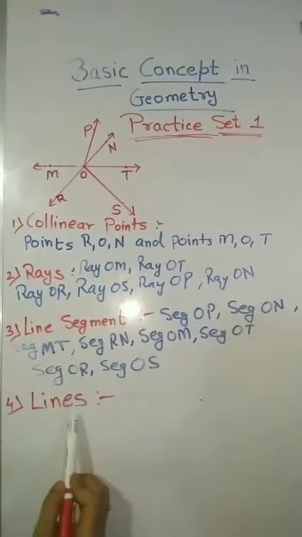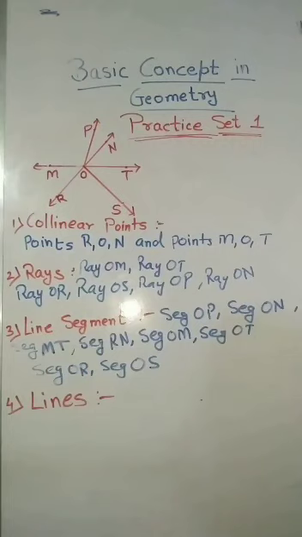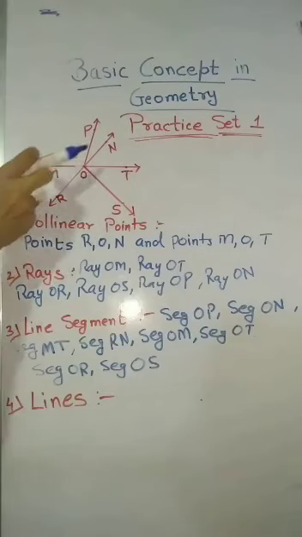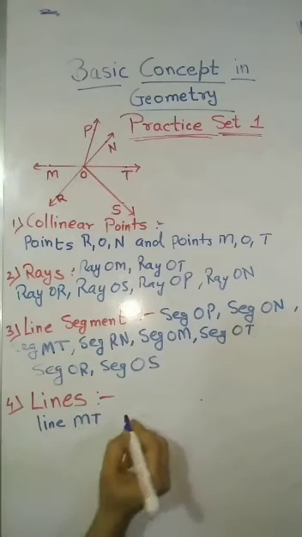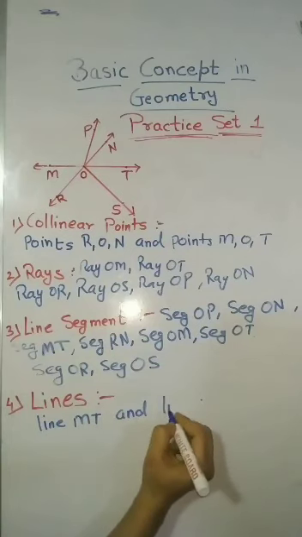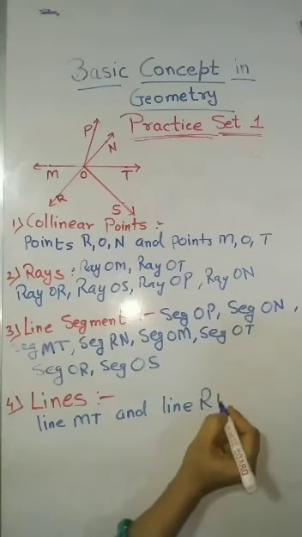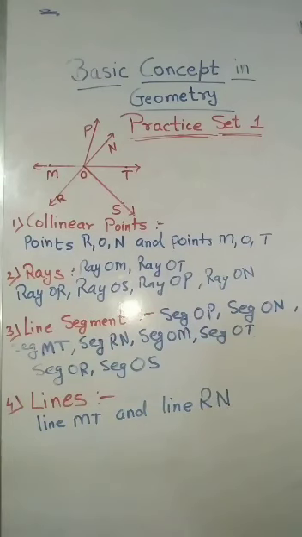Now the next concept is lines. Line, as I explained earlier, extends on both sides, means it has arrows on both sides. Here it is line MT and line RN. Then here we will write line MT and line RN. I hope you have understood this concept. Now the remaining sums from this practice set are your homework. If you find any difficulty, then ask me.